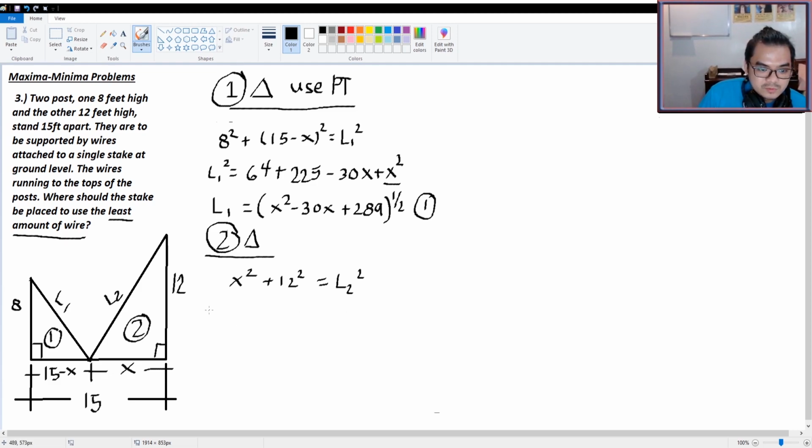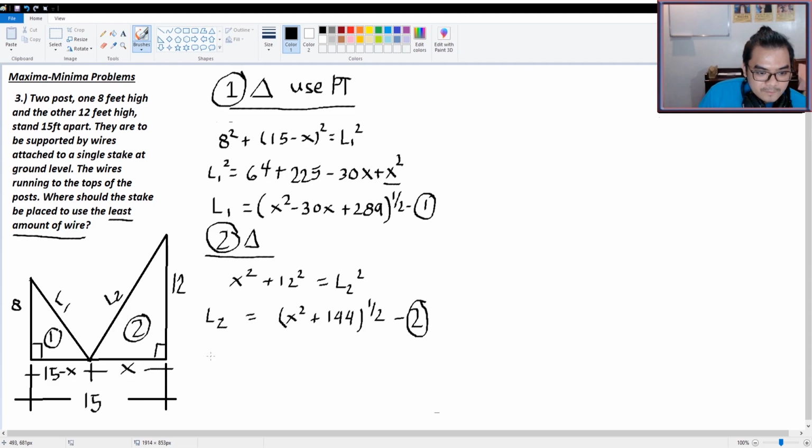Expanding this one, L2 must be equal to x squared plus 12 squared, which is 144, and of course this must be raised to 1/2. Let's say this is our equation number 2, and this is our equation number 1. And of course, you have to minimize, or use the least amount of wire.